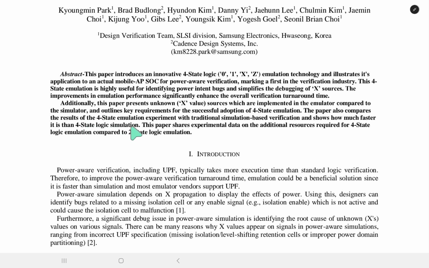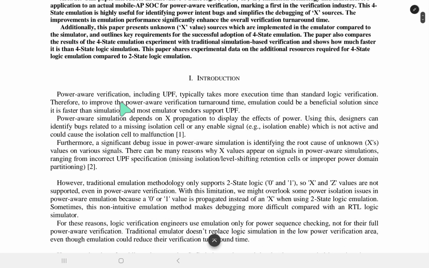This paper shares the experimental data on the additional resources required for four-state logic emulation compared to two-state logic emulation.